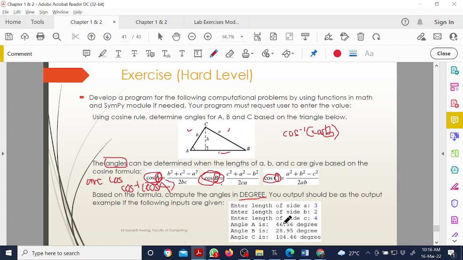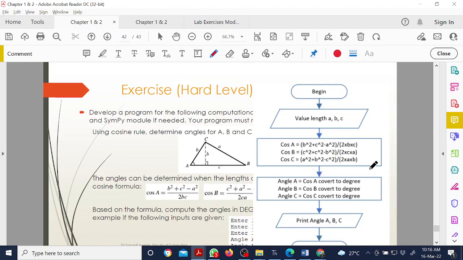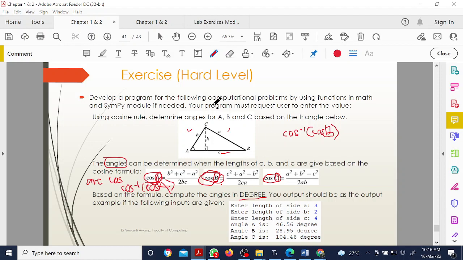Angle A is 46.56 degree. Angle B, 28.95 degree. Angle C, 104.46 degree. Okay. So, this is the flow chart. Okay, so now I want you to do this one. I want you to do this exercise within 20 minutes.